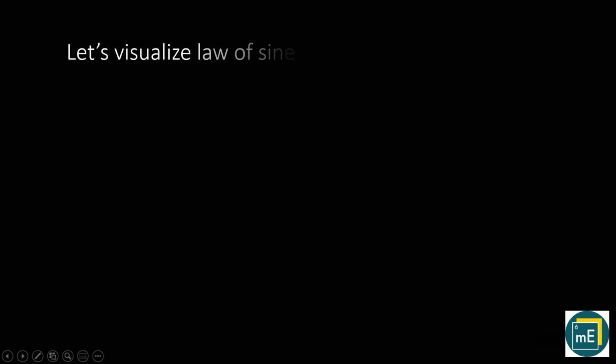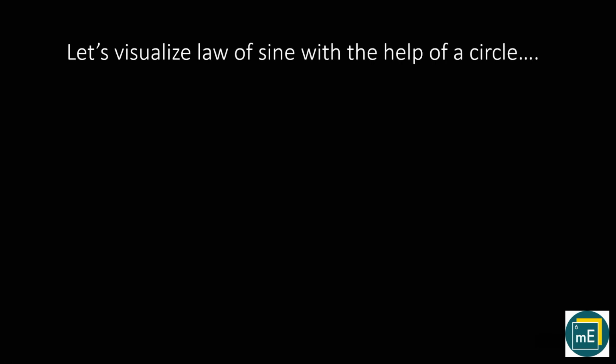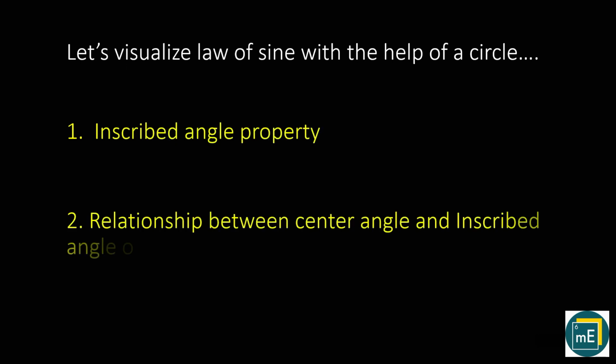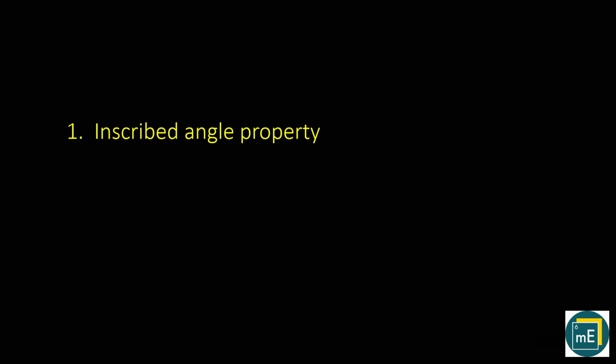Let's develop an intuitive and visual approach to derive the sine rule identity using a circle. To do this, we will be using two fundamental properties of a circle. They are the inscribed angle property and a property which describes the relationship between the center angle and the inscribed angle of a chord. Let's discuss the inscribed angle property.